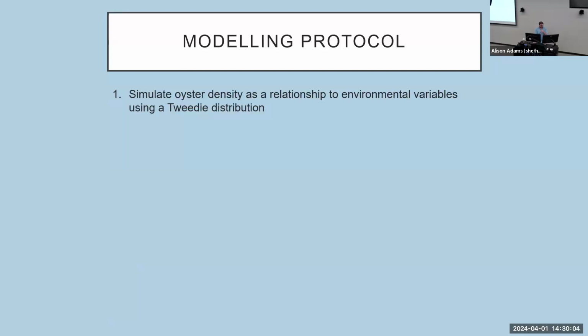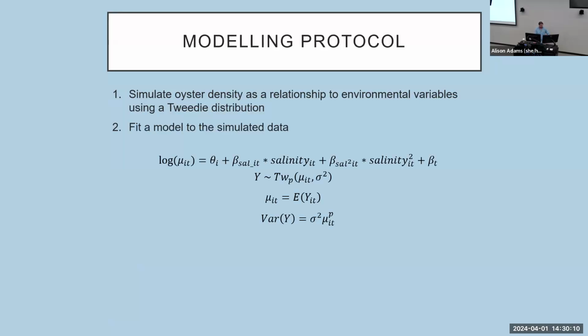And so for the modeling protocol, I simulated oyster density as a relationship to environmental variables using a Tweedie distribution. I then fit a model to the simulated data. Here I used, this is for the latent spatial effects, the log of the mean density, the linear and quadratic terms for the salinity, and then a fixed effect for time. And then it was done with a Tweedie distribution.